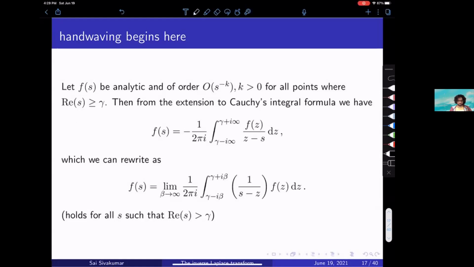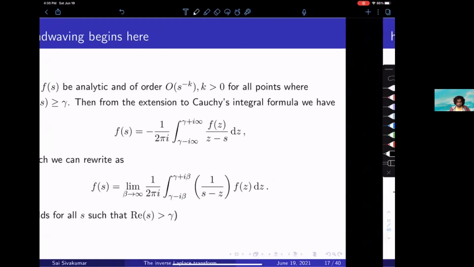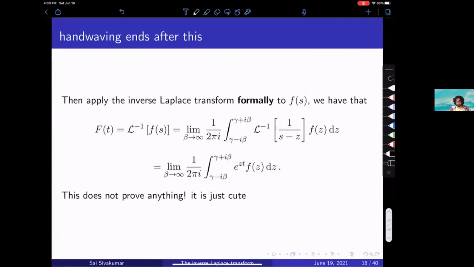So if you have something that's like a transform of a function, then we want f of s to be analytic and of order O of s to the minus k. Same thing as before. Basically, all these conditions satisfy the integral formula extension we just showed, so we can just apply it directly and say that f of s is going to be equal to this integral here. And we're going to rewrite it by just putting a limit in the front and then making clear this part here, right? And then what we'll do is we apply the inverse Laplace transform formally.